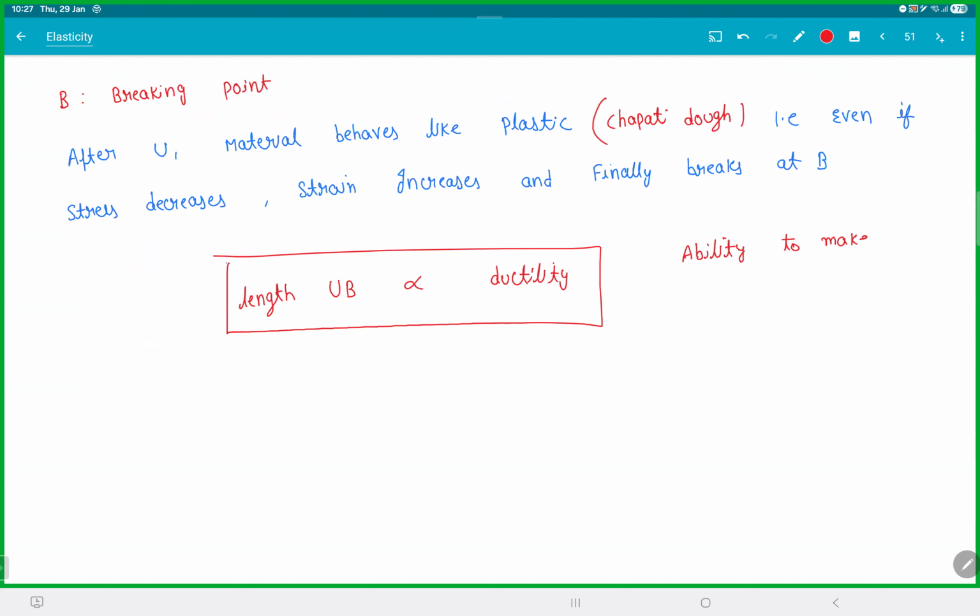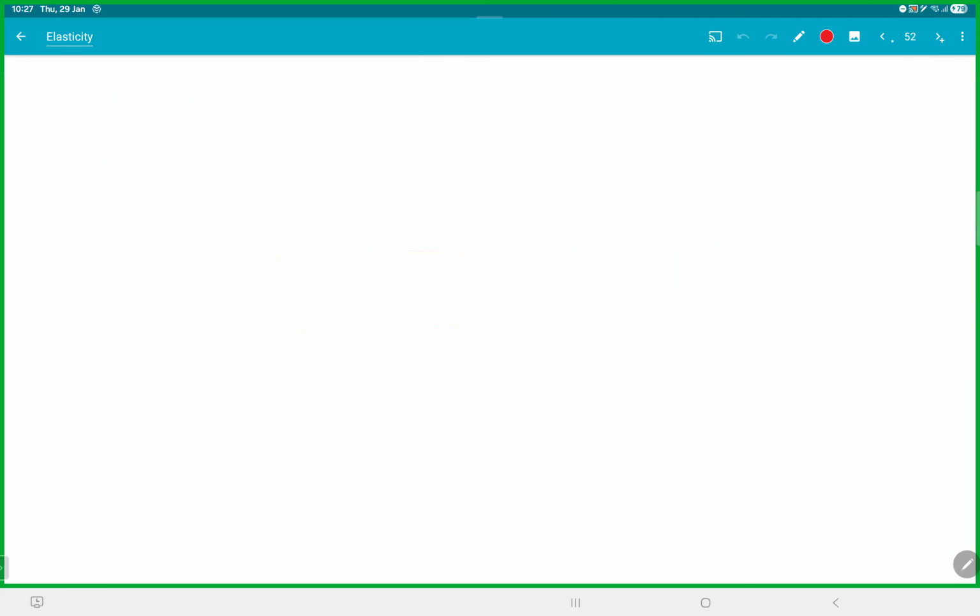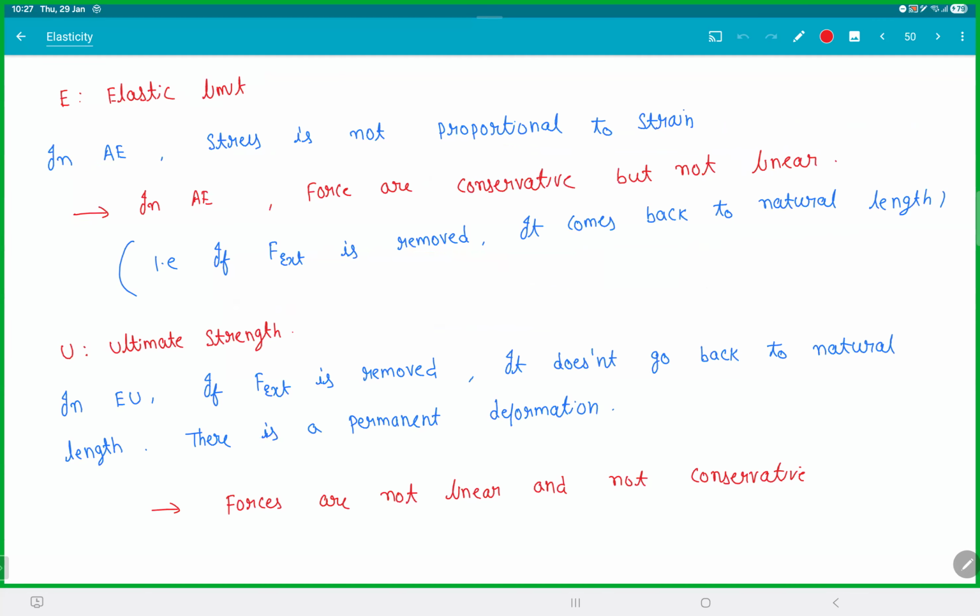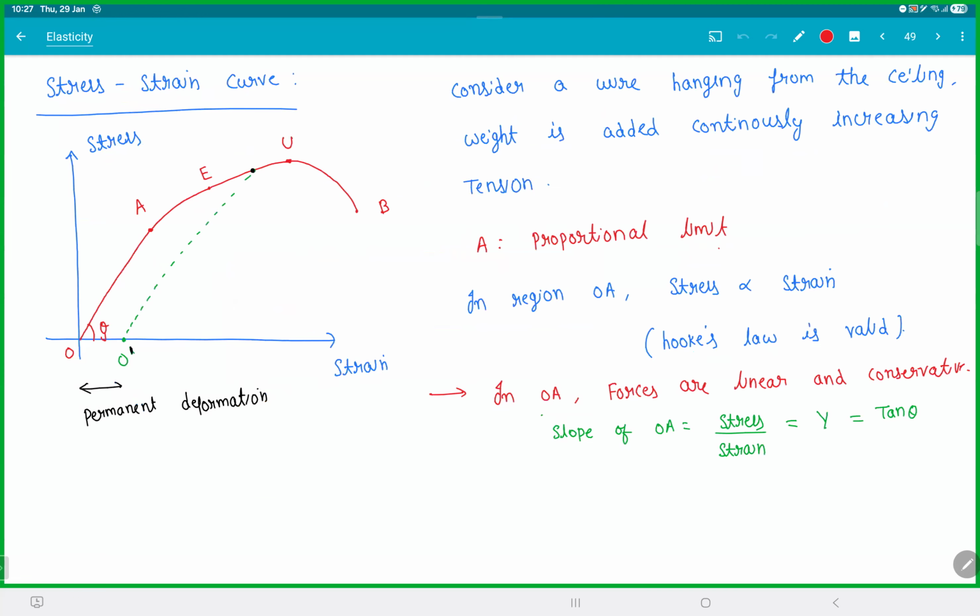That's your ductility there. So there are two important points here. Once you cross this point, the material behaves like plastic, and the material will have more ductility. So just to give an example, the questions will be on this. So that is the whole story about this graph: proportional limit, elastic limit, ultimate strength, and this thing.